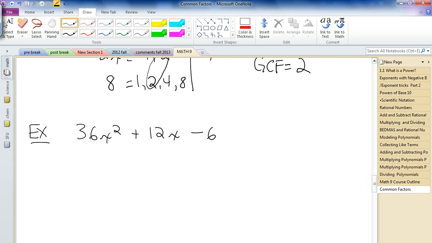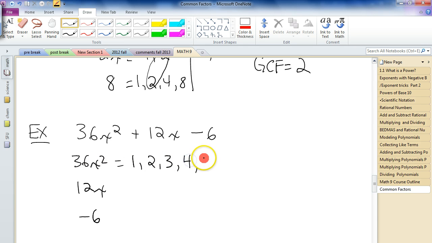Okay, here. We got 3 terms. We got 36x squared. We got 12x. And we got negative 6. What is 36 made of? 1, 2, 3. Remember the trick for 3s, you add the 2 numbers up. 3 plus 6 is 9. 3 goes into 9, so it works. It's a pretty cool trick, actually. 4, yes. 5, no. 6, yes. 7, 8, no. 9, yes. 10, 11, no. We know that 12 times 3 gives you that. And we know that 18 times 2 gives you 36, and that's it.